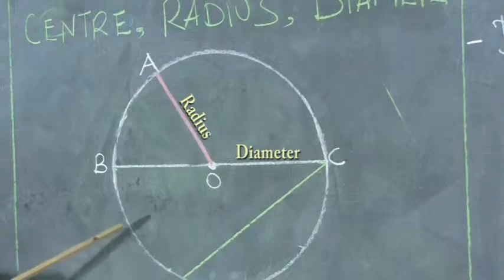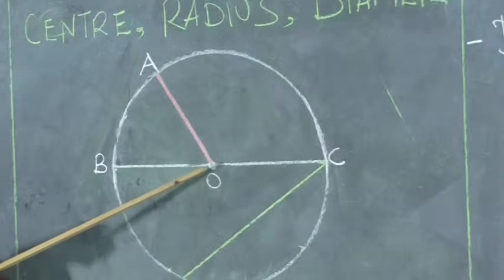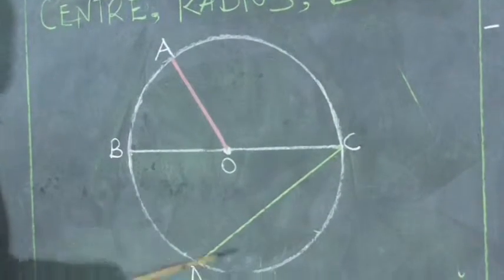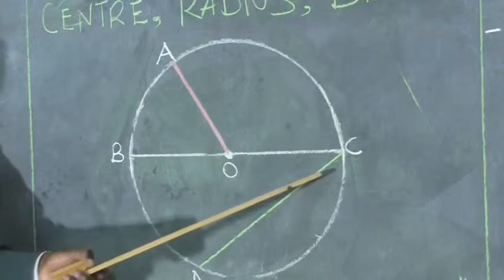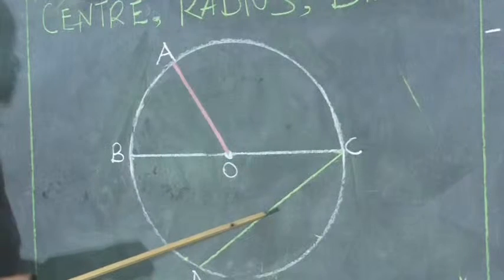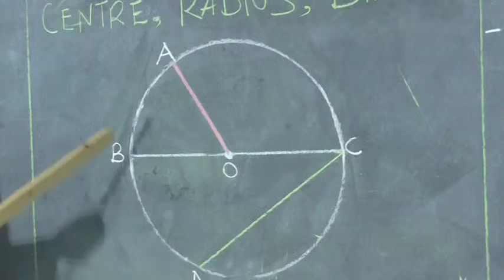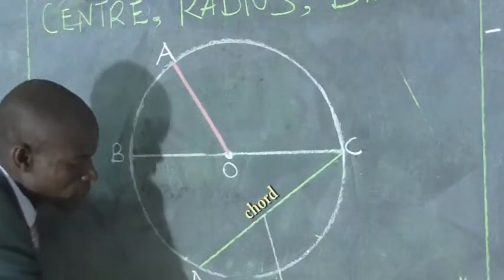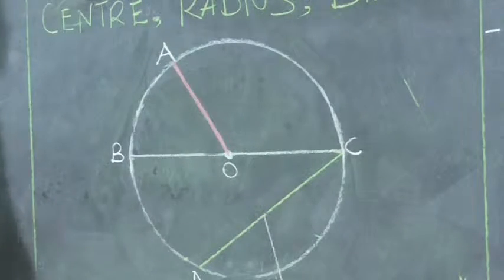Now, we also talked about lines which are running through the circles, but they don't pass through its center. Like in this case, you can see line DC. Yes, the line runs through the circle, but the line does not pass through the center of the circle. So such lines, I said, they are referred to as chord, as we discussed last time. Therefore, line DC is referred to as a chord.